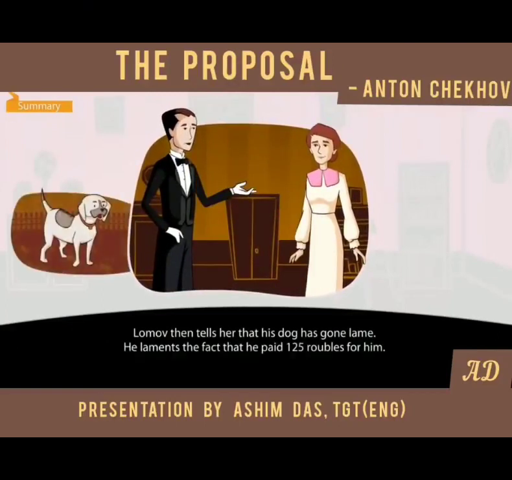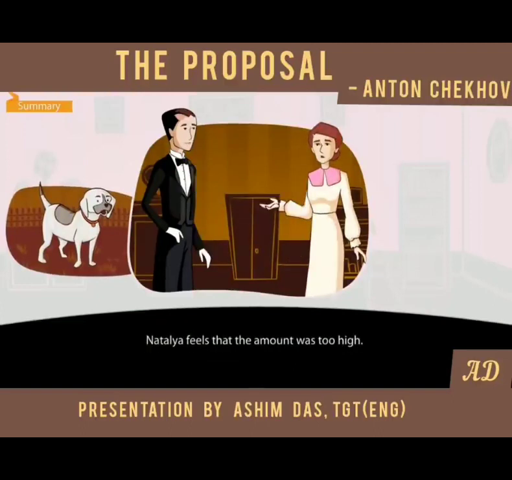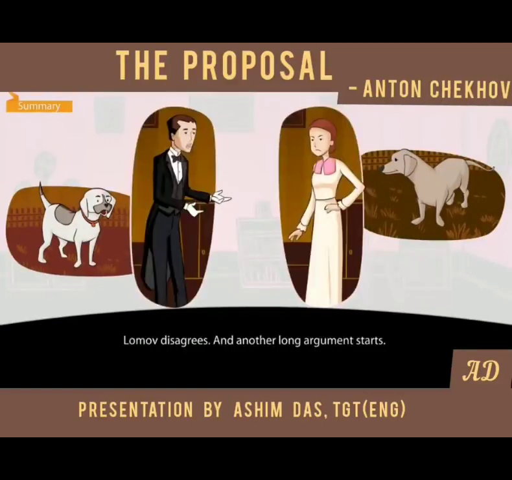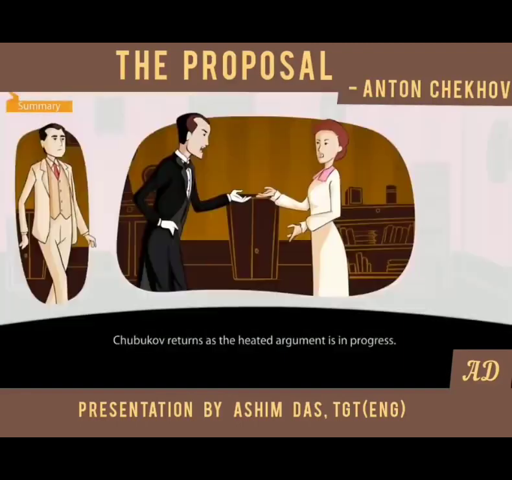Lomov then tells her that his dog has gone lame. He laments the fact that he paid 125 rubles for him. Natalia feels that the amount was too high. She believes that the dog her father bought for merely 85 rubles is better than Lomov's. Lomov disagrees and another long argument starts.